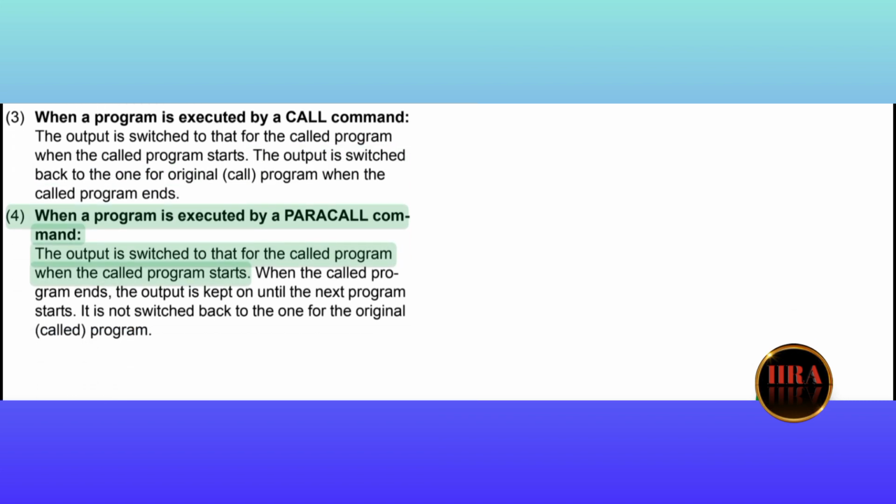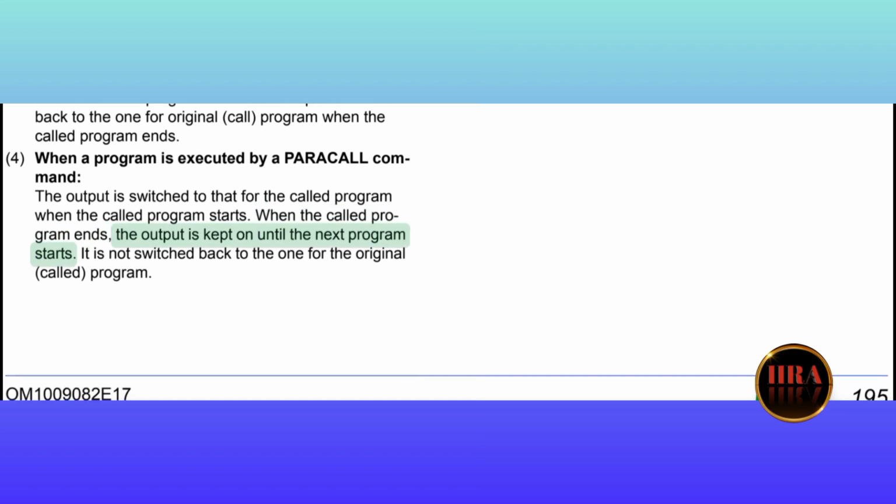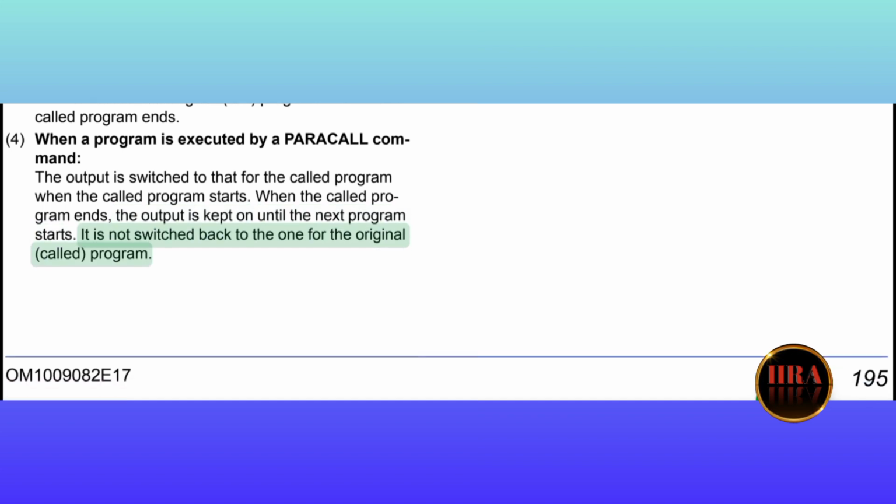4. When a program is executed by a PARACALL command, the output is switched to that for the called program when the called program starts. When the called program ends, the output is kept on until the next program starts. It is not switched back to the one for the original calling program.